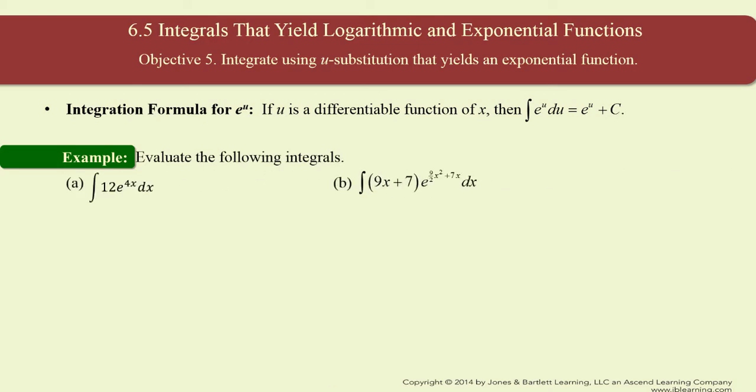So this example, in part A, we're going to integrate 12e to the 4x dx. And in part B, we're going to integrate the quantity 9x plus 7 times e to the 9 halves x squared plus 7x dx. So now you know what I'm going to say. Write down the example, and we're going to head off to the chalkboard and work through this example, and then I'm going to have you do a couple of odd exercises. So time to head off to the chalkboard.